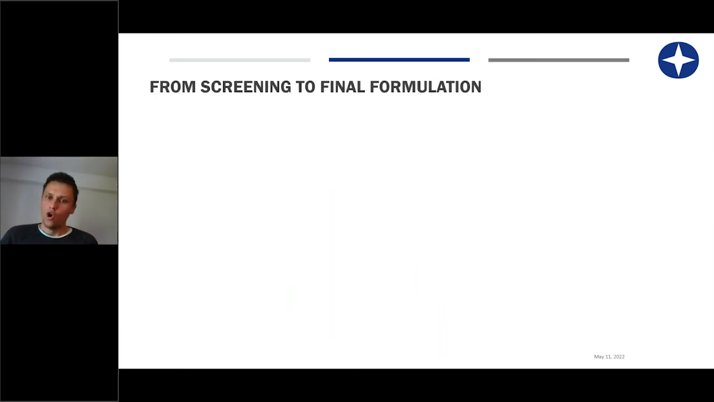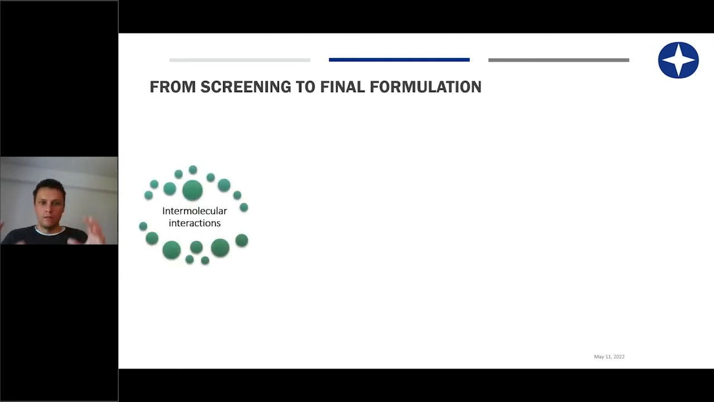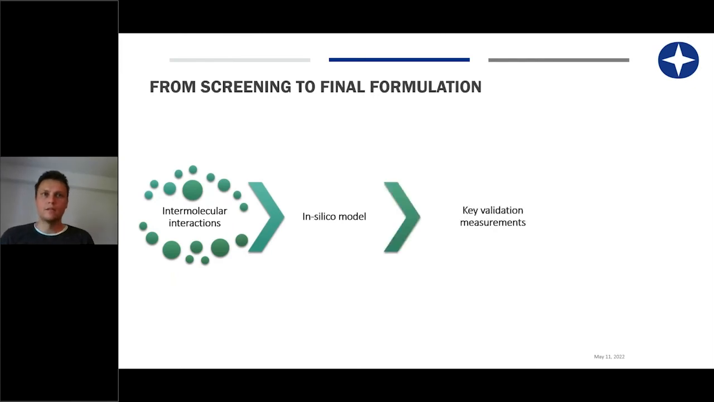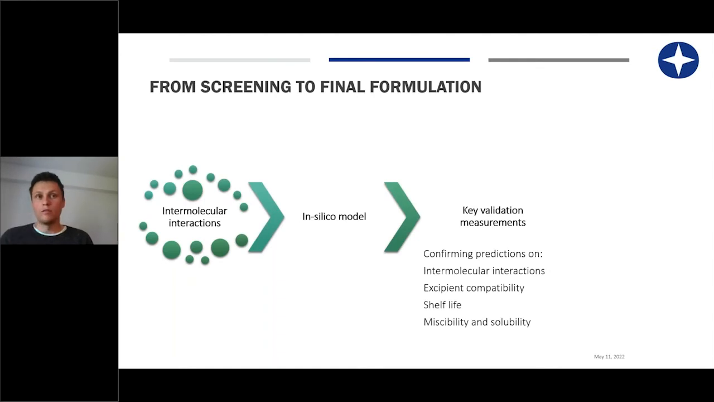So this is what I hope to show you now, that it is possible to obtain more from a normal DVS measurement, that there is more inside a typical sorption experiment than just the normal equilibrium value as we are used to. We learn much more from that if we combine that with a strong computational approach and learn from the basic intermolecular interactions in the formulation, put that into an in silico model, validate it with a DVS and with other analytical techniques, and therefore confirm the predictions which are made on the intermolecular interactions.